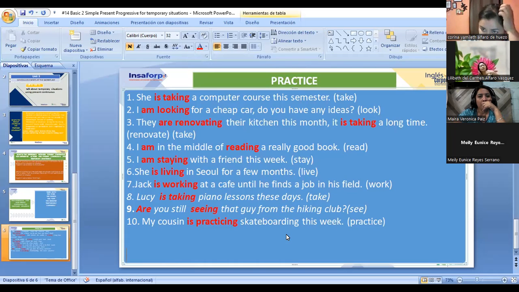Listen, she's taking a computer course this semester. I am looking for a cheap car. Do you have any ideas? They are renovating their kitchen this month. It is taking a long time.